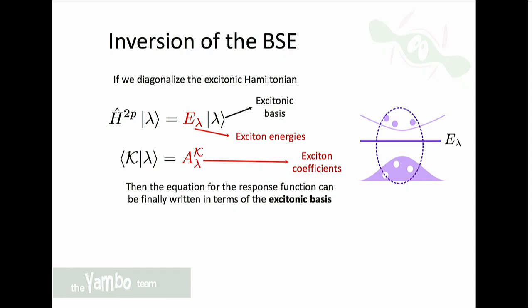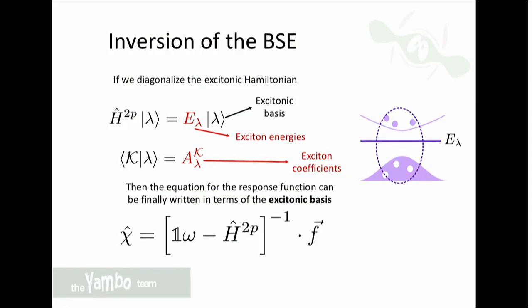The eigenvalues are the exciton energies, that is the energies of the electron-hole bound pairs. And then from the eigenstates, we obtain the exciton coefficients that act as weights in the linear combination of single particle transitions in the optical strength of the absorption spectrum.